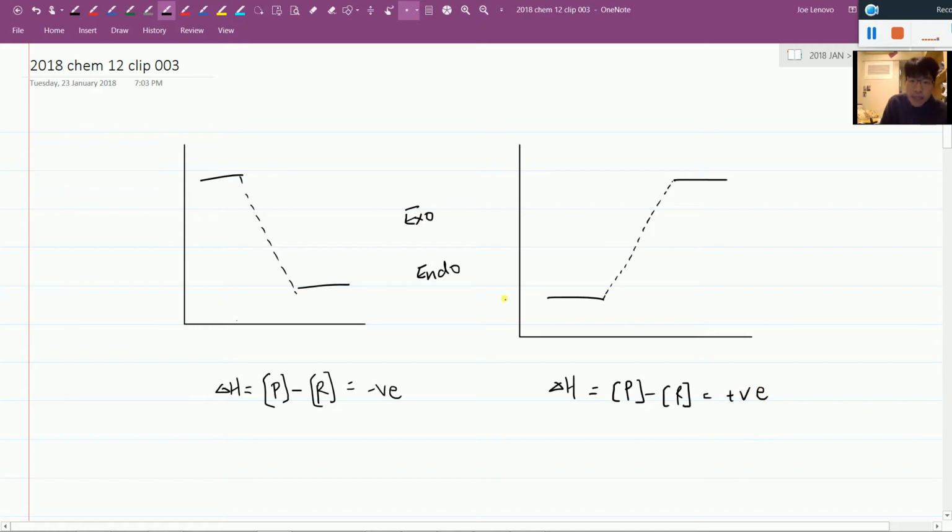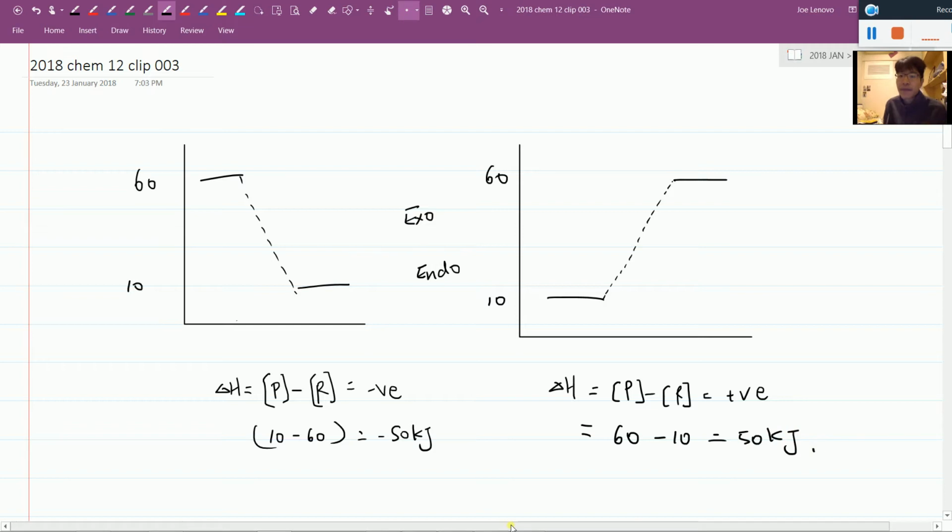So it's easy to start. Let's say this one is 10 and ends up at 60, and this one is 60 and ends up at 10. Then that one would be 10 minus 60, which gives negative 50 kJ. I said G last time in the last video, which is a bit weird for me when I watch it back, so I'll make sure I say kJ again. For the other, the product is 60, take away the 10, we have 50 kJ.